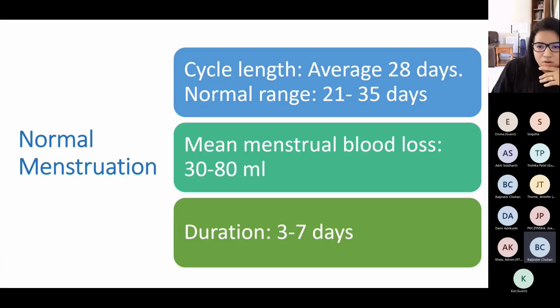So what does normal menstruation mean? We're talking about a cycle range of 21 to 35 days. Normal menstrual blood loss is about 30 to 80 mils. And normal duration is between 3 to 7 days of bleeding. So when a patient is in front of you, how will you determine if somebody has abnormal or normal menstruation?